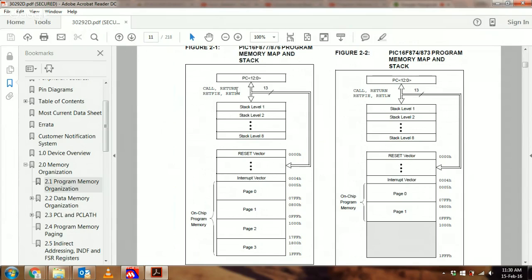The next thing that you need to become acclimatized with on the program map is the stack. This is an 8-level stack, which is a piece of hardware on the chip which you can put things on and off. This stack is affected by these four instructions, which they have listed here: call, return, retfie, and retlw. More on that in the next video.